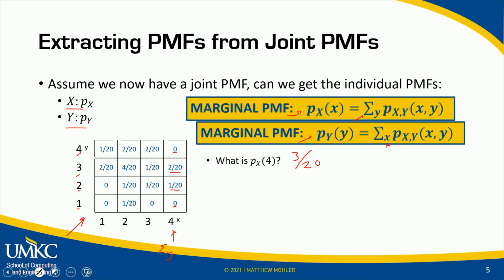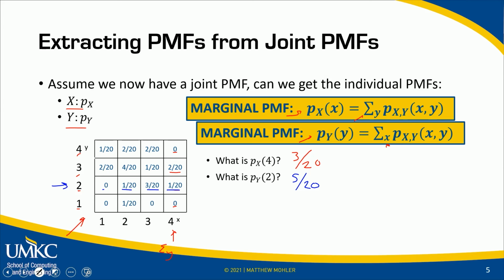Now we can do the same thing for the PMF of Y equal to 2. Again, we would look at this and say, okay, I'm interested in this row where Y is equal to 2, and I would sum over all possible values of X. And so in this case, I have 0 plus 1 over 20 plus 3 over 20 plus 1 over 20. And so we can say that the PMF of Y being equal to 2 is equal to 5 out of 20.